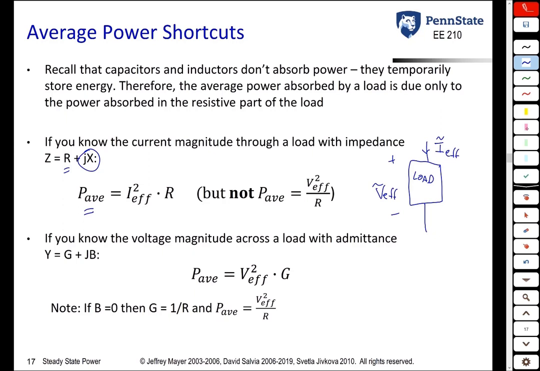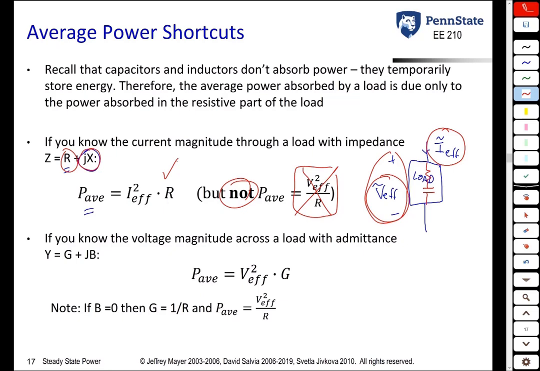But notice we cannot use this equation here. The reason being, this I effective current is going through both the resistive and the reactive parts. But the voltage V effective is measured across the entire load. So if you have, let's say, a resistor and a capacitor in series, the voltage across the resistor is not this. That is why you cannot use that equation there, but you can use that equation.